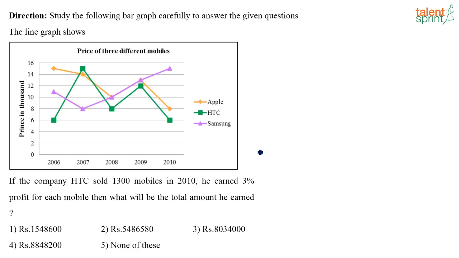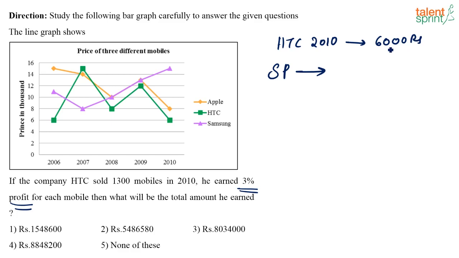See, what is the cost of HTC phones in 2010? The cost of HTC phones in 2010 is 6,000 rupees. Now, what have they said? They are saying that he is getting 3% of profit for each mobile. So, what is the selling price at which he is selling the phones? What is 1% of 6,000? It is 60. 3% of 6,000 is 180. So he is selling the phones for 6,180 rupees, then only he is getting 3% profit.